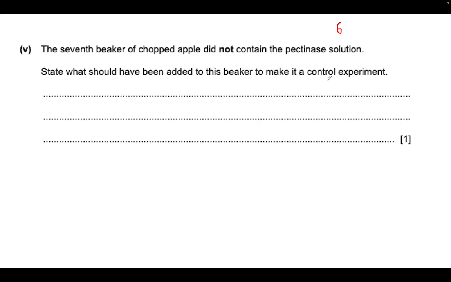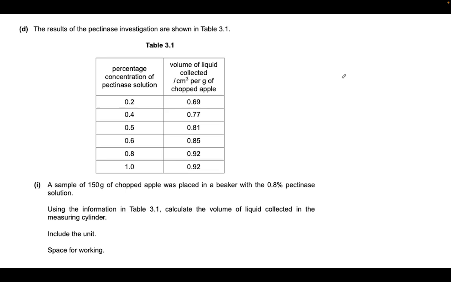We can put in water. We can also put in denatured pectinase. Why can denatured pectinase also work? Anytime they talk about the control experiment, remove the independent variable. I repeat, anytime they ask you a control experiment, remove what we are changing. If we know that for the reaction to happen we should have the enzyme, which is pectinase, and what you're changing is the concentration, then you're going to remove it. We can use water, or denatured pectinase, because they are enzymes and all that.